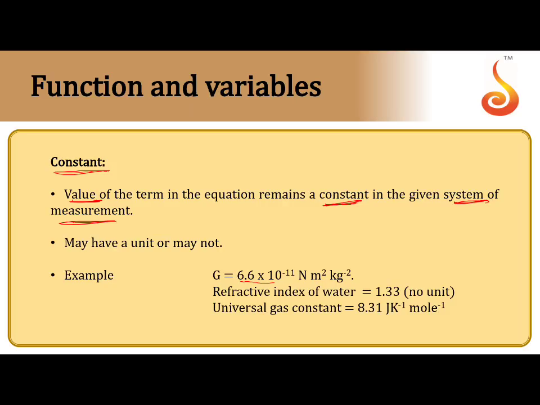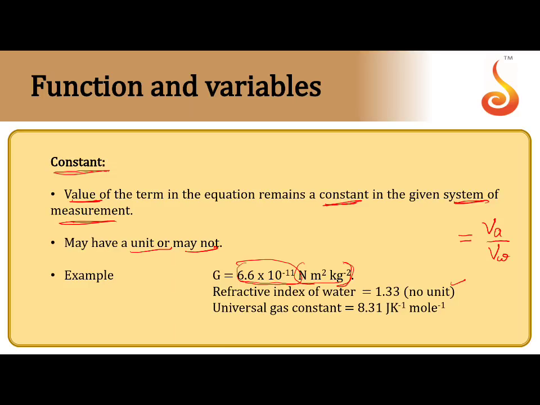So, say for example, the universal gravitational constant. Though the value is this much, if I change the system of measurement, the value can change. And this constant may have a unit, or may not have a unit. Say for example, the refractive index of water. It is defined as the velocity of light in air divided by the velocity of light in water. Meter per second will cancel. No unit for refractive index.